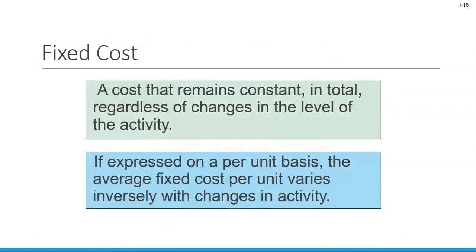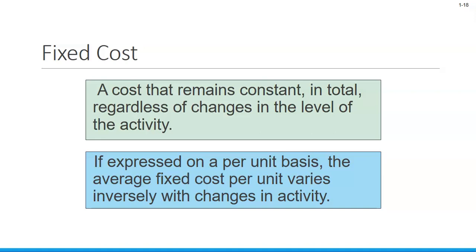A fixed cost is a cost that remains constant regardless of changes in the level of activity. Examples of a fixed cost are things like rent. We have to pay the same rent every month on our factory, regardless of how many items we produce. If we produce one item or 5,000 items, our monthly rent is exactly the same. So rent is a fixed cost.